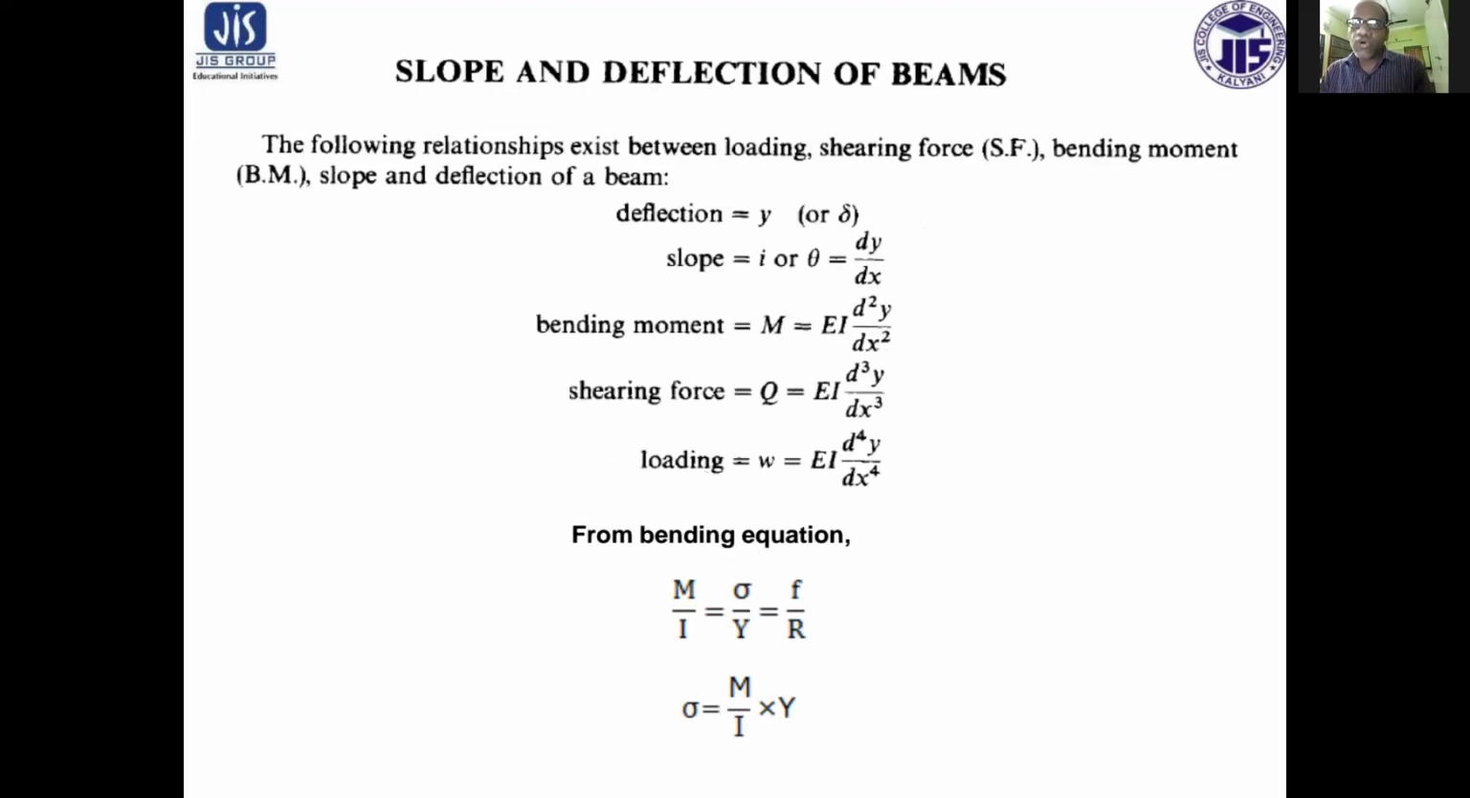So next is slope and deflection of beam. The following relationship exists between loading, shearing force, bending moment, slope and deflection of a beam. Deflection is defined as y or delta, slope i or theta is equal to dy/dx, bending moment M equal to EI d²y/dx², shearing force Q is equal to EI d³y/dx³, loading w equal to EI d⁴y/dx⁴.